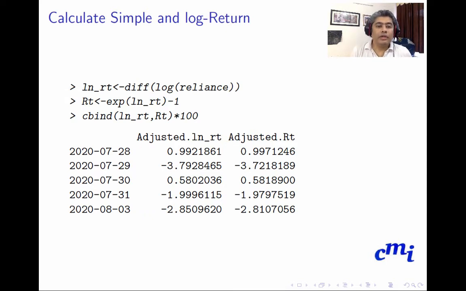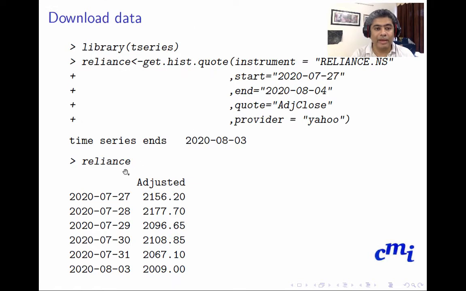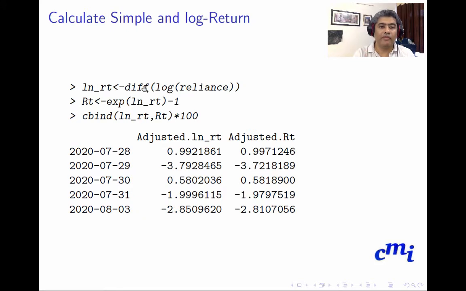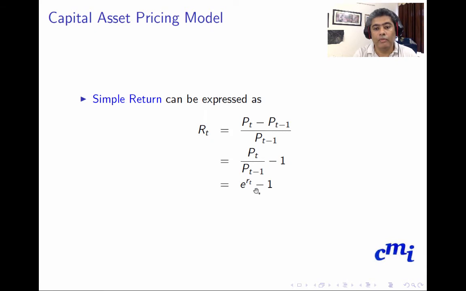Now you can compute the log return and the simple return in the following way. Log return is basically you take the log of the prices. Remember that in the Reliance data you have the adjusted close prices. You take the log of this price and then take the differences, which will be the consecutive differences of the two prices. That will give you the ln r sub t, or the log return, and r sub t is the simple return, which you can compute as e to the power r sub t minus 1 using this formula.